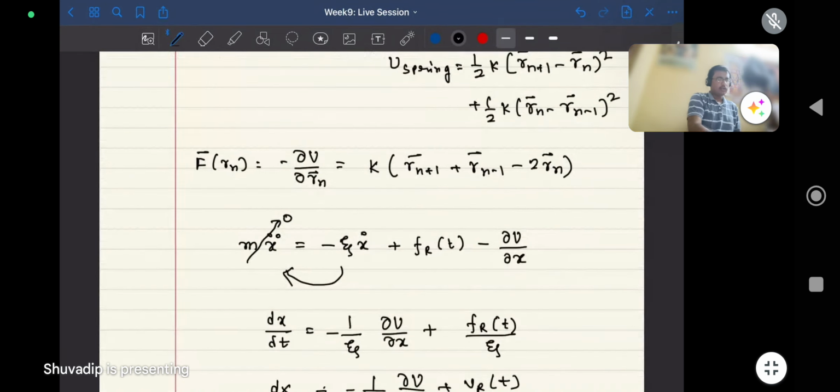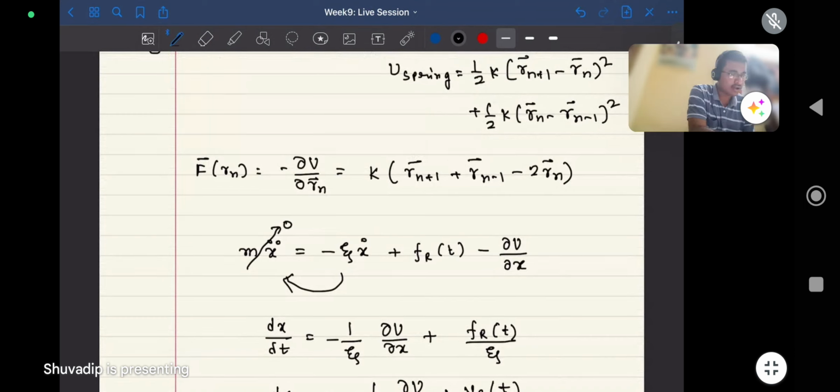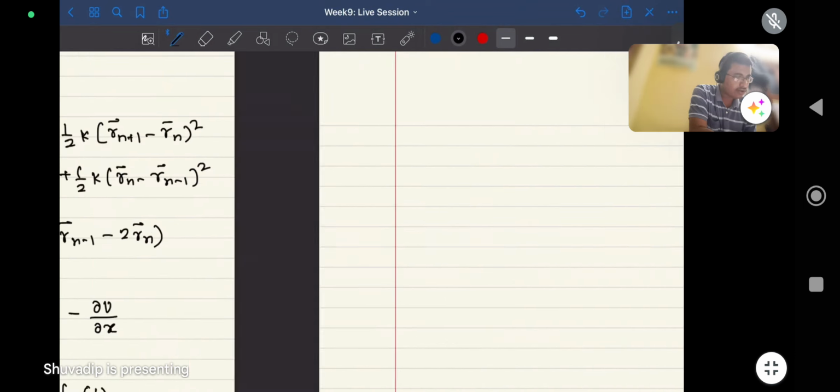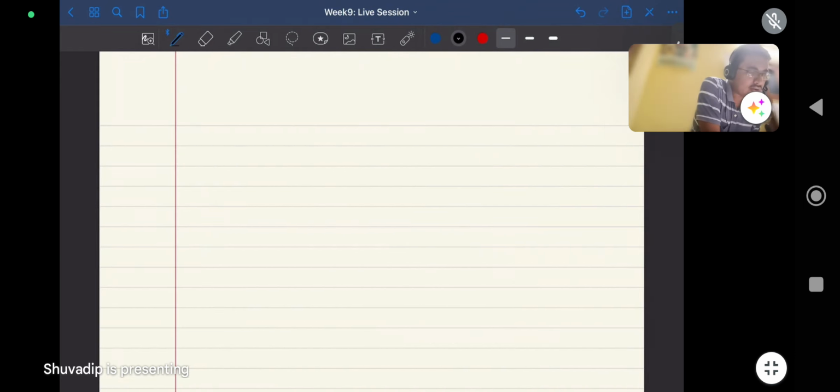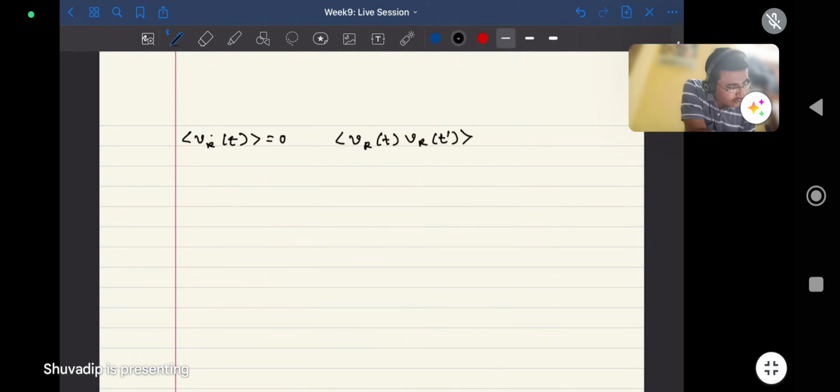We'll go into the details of this equation of motion more. Now the property of this v of R t is essentially like a random force, which is: the average of v of R t is 0, and the average of v of R t times v of R t prime is like 2 times the diffusion constant times delta of t minus t prime.